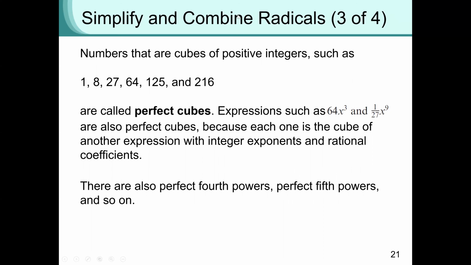And also we have the cubes. We know this. 2 cubed is 8, 3 cubed 27, 4 cubed 64, 5 cubed 125, 6 cubed 216. So these are called the perfect cubes. Now if I have 64x cubed, this is a perfect cube. Why? Because I know 4 cubed is 64. The same thing, 27 is 3 cubed, so 1/27 is 1/3 cubed.